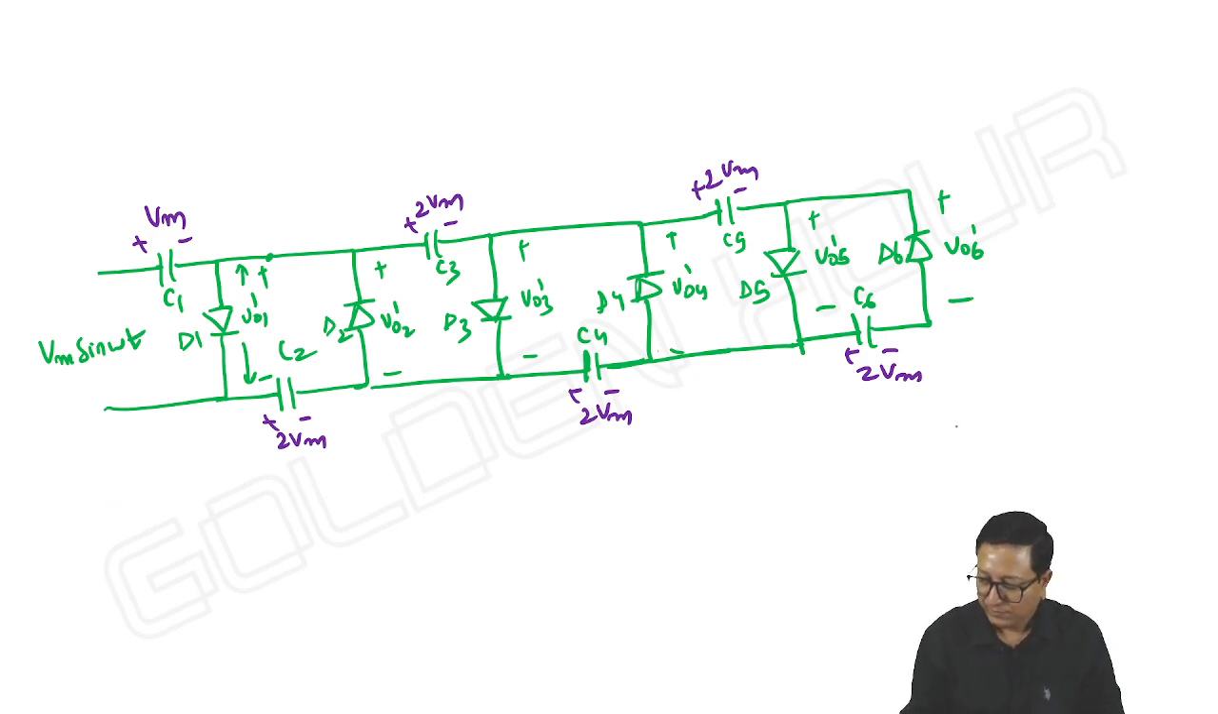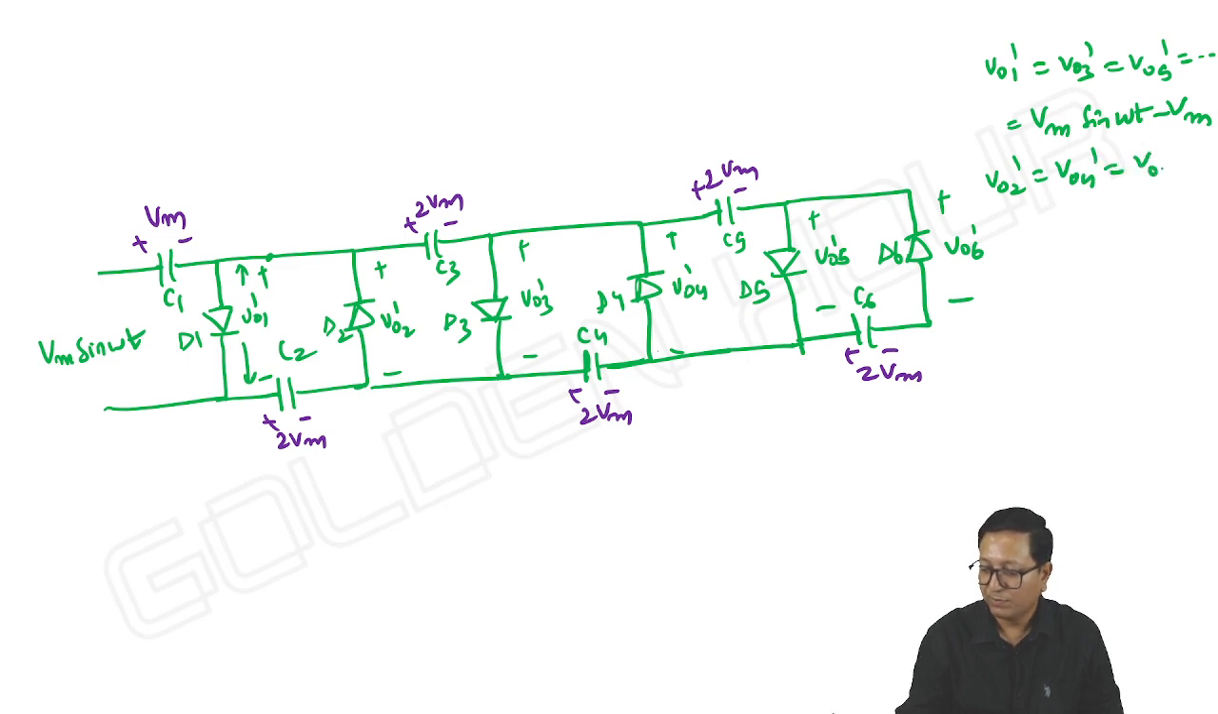So we can write like this: VO1 dash is equal to VO3 dash is equal to VO5 dash is equal to so on. It is equal to Vm sin omega t minus Vm. Next, VO2 dash is equal to VO4 dash is equal to VO6 dash, etc. It is equal to Vm sin omega t plus Vm.